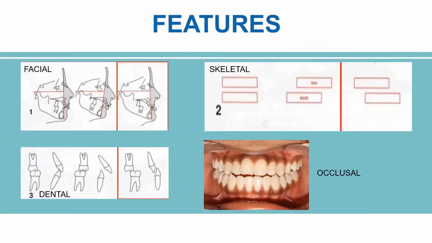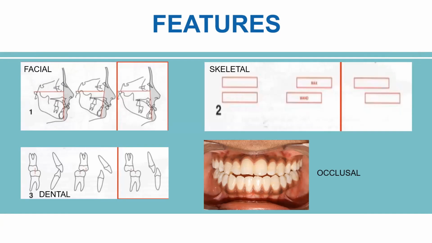Coming to the other features, we can classify them as facial, skeletal, dental, and occlusal. In facial, we talk about the facial profile and the facial divergence. As we know, the facial profile is either convex, concave, or straight, but in a Class 3 malocclusion it is generally concave, though it can also present as a straight profile. Now, coming to the facial divergence, it's either a straight divergence or an anterior divergence, which results from the forward placement of the mandible.